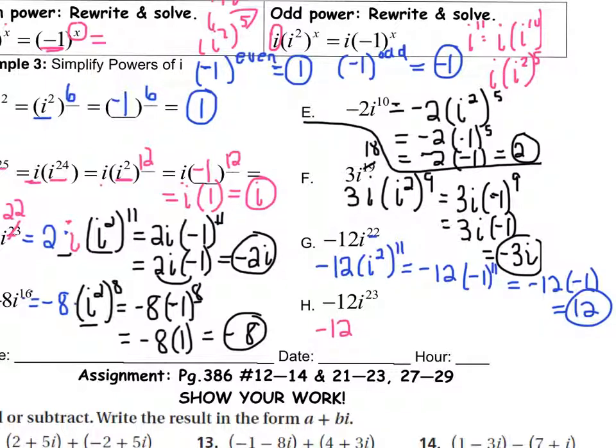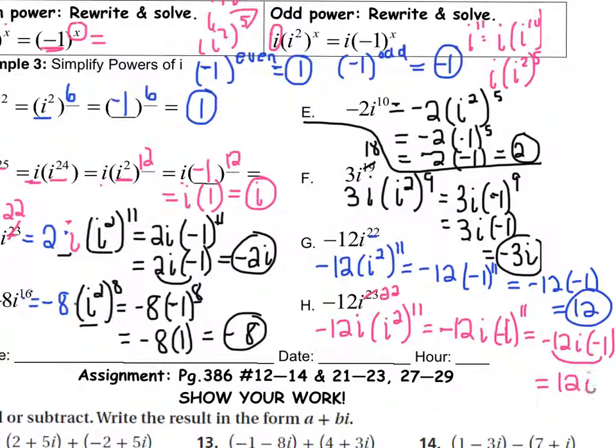Last, I'll fit H right here. Negative 12i to the 23 is odd, so I'll pull out one of the i's, so I'm left with i to the 22. I'll rewrite using i squared to the 11th, because 2 times 11 is 22. So I'll have negative 12i times negative 1 to the 11th, which is negative 12i times negative 1, because that's odd and it will equal negative 1. And last but not least, negative 12 times negative 1 is positive 12 with an i.